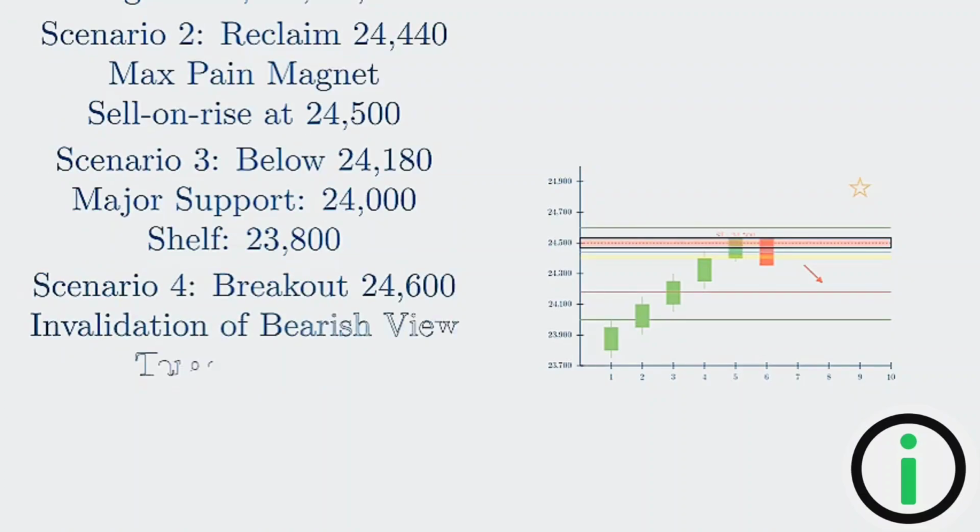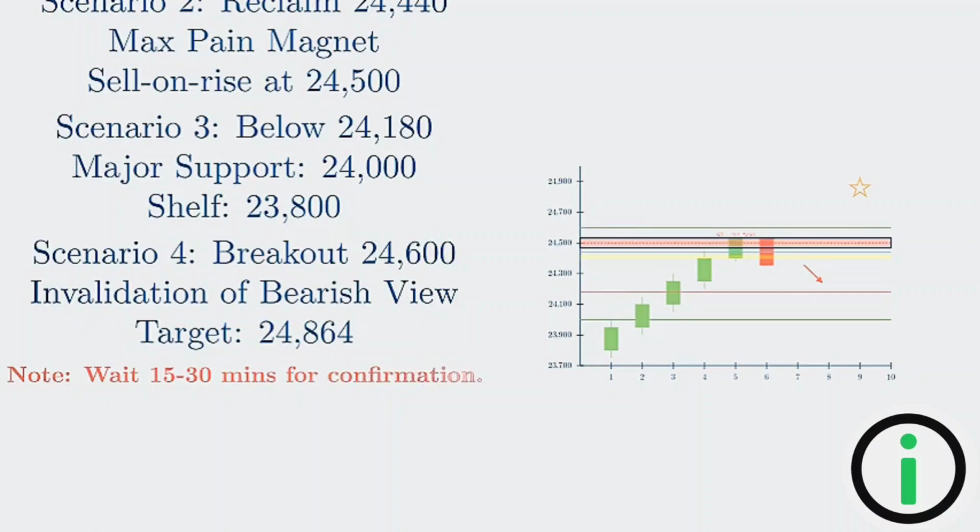Finally, Scenario 4 is a breakout above 24,600 with high volume. This would completely invalidate our bearish view and open an extension target of 24,864. Regardless of the scenario, do not front-run the open. Wait for the first 15 to 30-minute candle to confirm the direction before committing your capital.